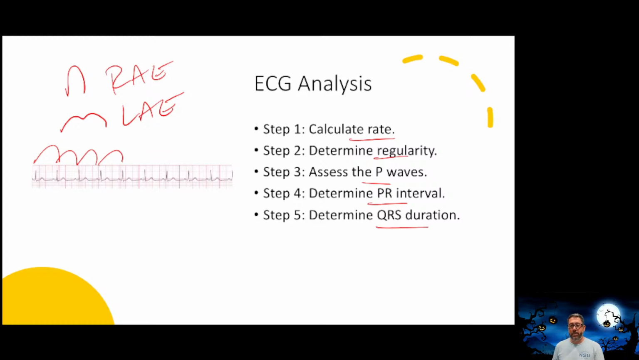QRS duration. Why is that important? Because if the QRS is narrow, we know it's an atrial issue. If the QRS is wide, it's a ventricular problem because of where the impulse is generating from. Wide QRSs, they start in the ventricles, whether it's bundle of His, but it is in the ventricle. And if they're narrow, it starts above.